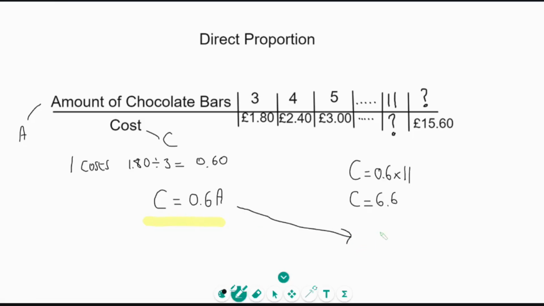So C is £15.60. We don't know the amount of chocolate bars. How do we work out what A is here? How do we reverse? We divide both sides by 0.6. 26. So 26 chocolate bars cost £15.60.